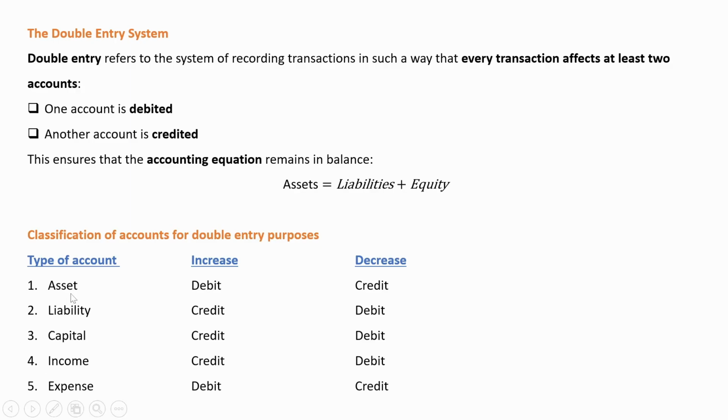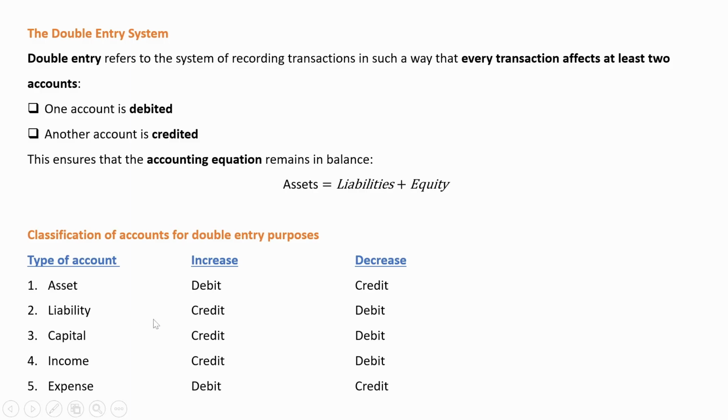If you are dealing with an asset and the asset is increasing, for example, you are buying more assets in the business, that is an increase. So for an increase in asset, you are supposed to debit the asset account, while for a decrease in asset, you are supposed to credit the asset account. When you buy an asset, open an asset account and debit the asset account. When you sell an asset, that is a decrease, so credit the asset account.